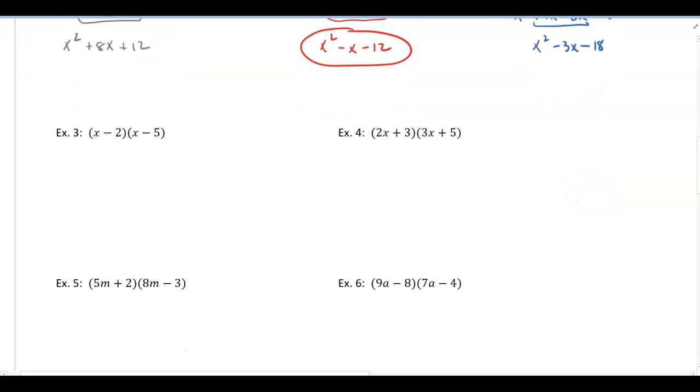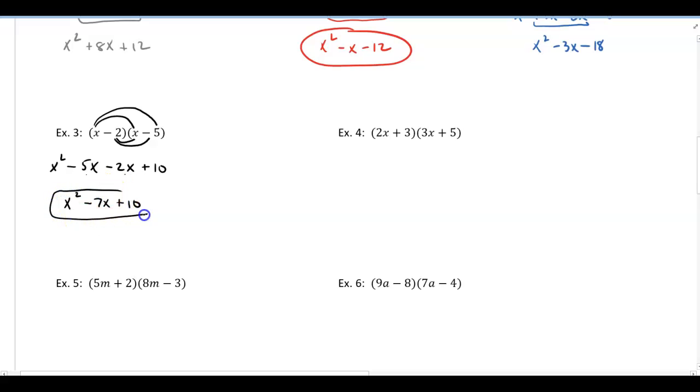All right, next one. Again, first terms, x times x, x squared. Outer, x times negative 5 is now minus 5x. Inner will give me minus 2x. And then last, negative 2 times negative 5, positive 10. When I combine like terms in the middle, negative 5x minus 2x is minus 7x, and bring down the plus 10.